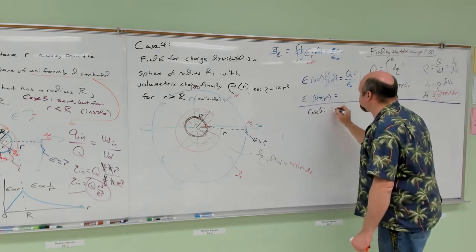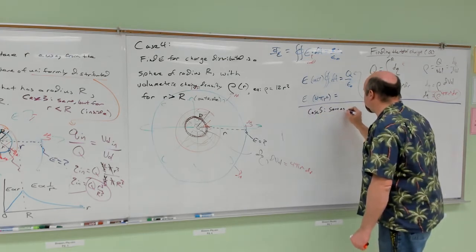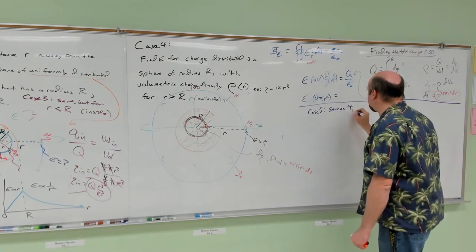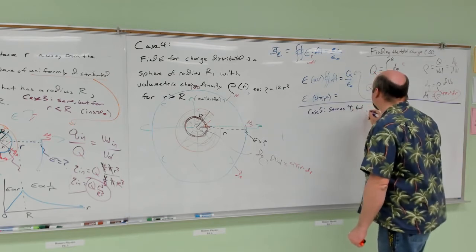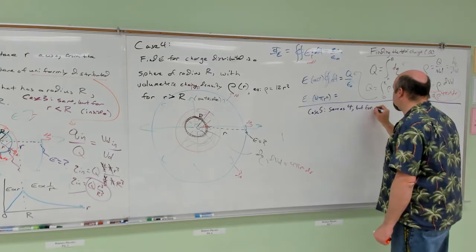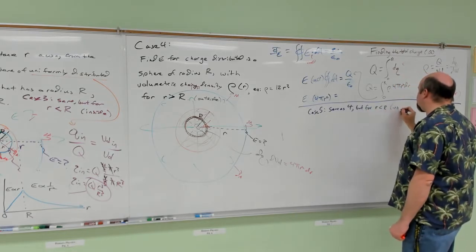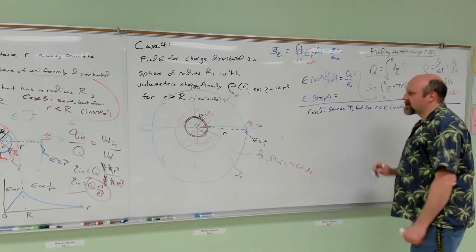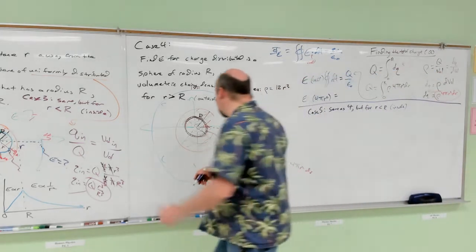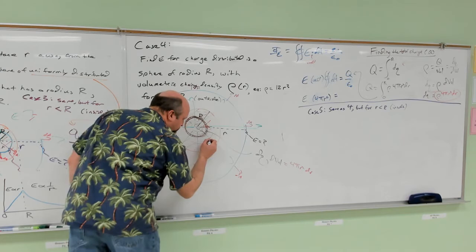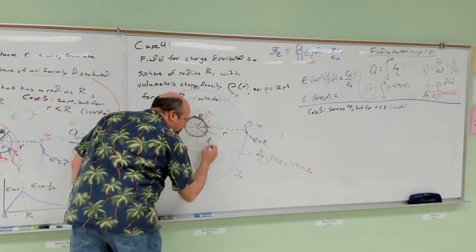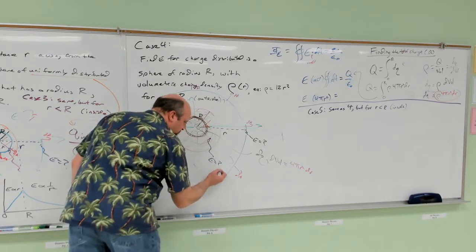Case 5. Same as 4, but for little r less than big R. In other words, inside that sphere of charge. We want to find the E field here now. So maybe there's some point up like here, right there. What's my E field strength there?